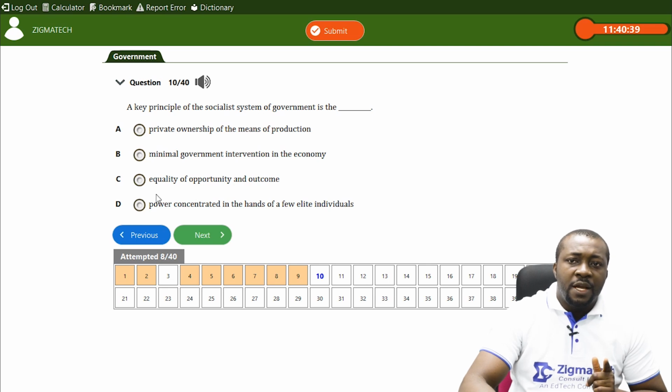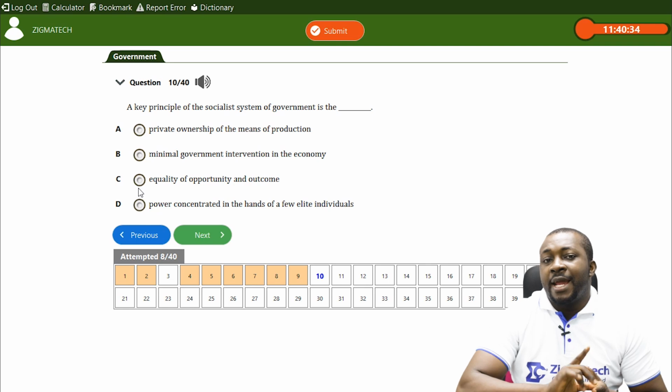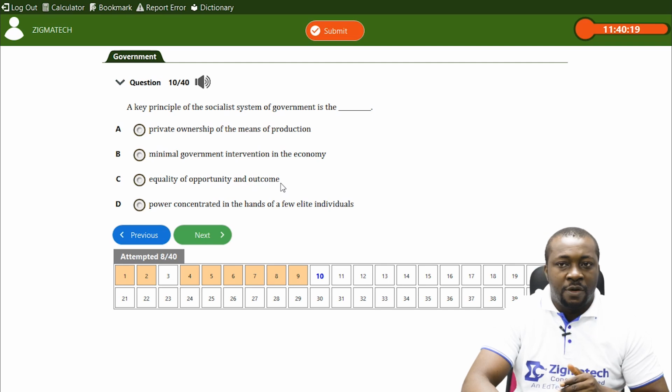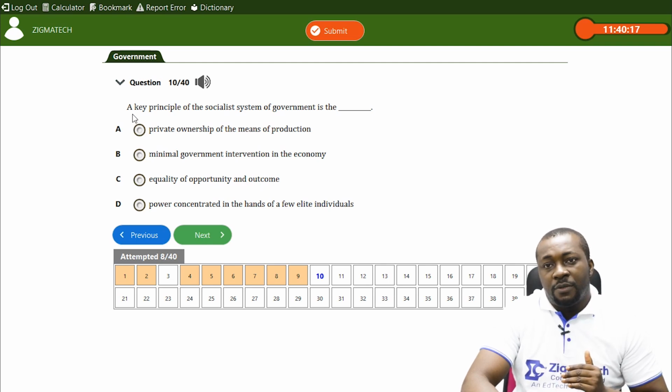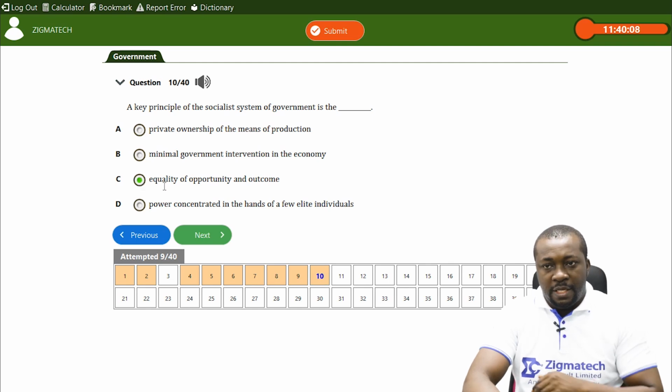But socialism aims to bridge the gap between the rich and the poor by enthroning an egalitarian society which grants equal opportunity and outcome to every citizen. That is why C, which says equality of opportunity and outcome, is the answer. That is why the question says a key principle of socialist system of government is the equality of opportunity and outcome. C is the answer.